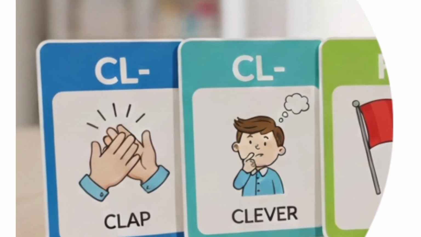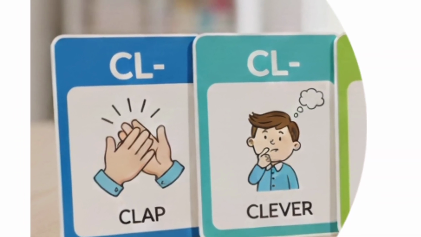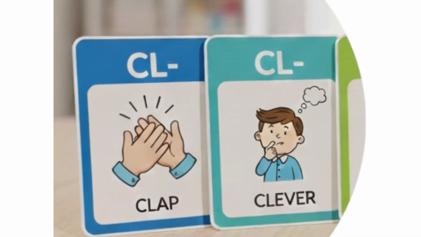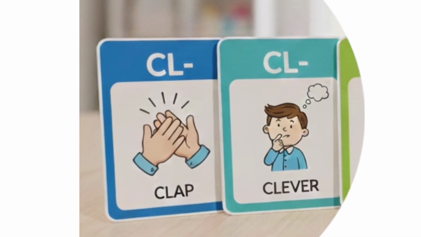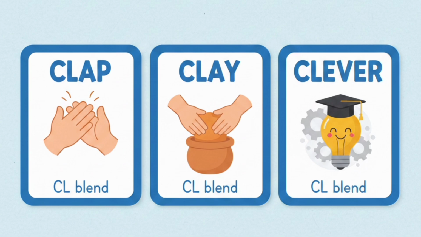Like a child can pick a flashcard with the blend CL, clear. Now you should ask the child to pick all the CL flashcards and at the end read all the words written at the bottom of those flashcards, like clap, clay, clever, all these words written on that flashcard.